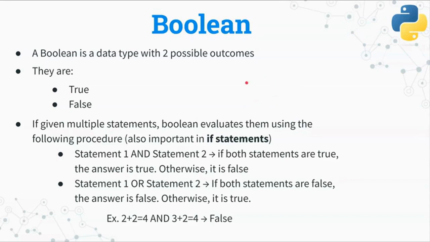Python does this very interesting thing called and/or statements. Let's use the example that Satvika had earlier: 2 plus 2 equals 4, and 3 plus 2 equals 4. This first statement is true, but the second statement is false. For the entire thing to be true, both statements have to be true. Since this one is false, the answer is false.